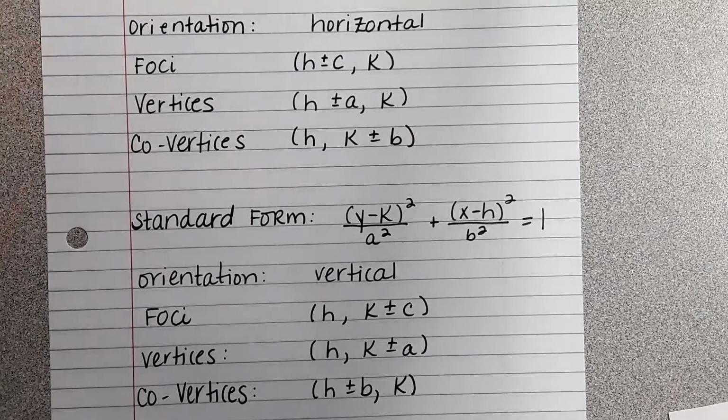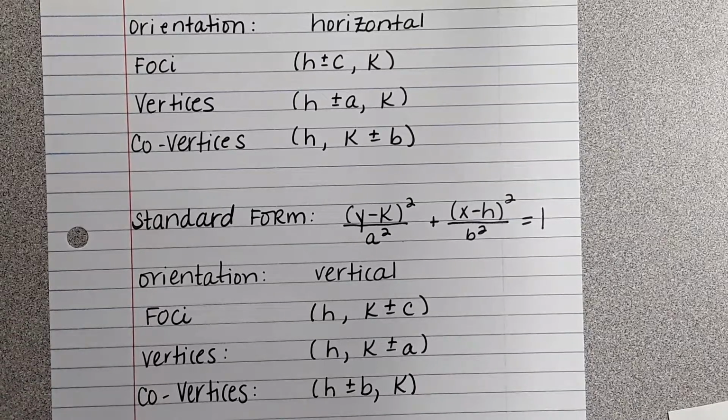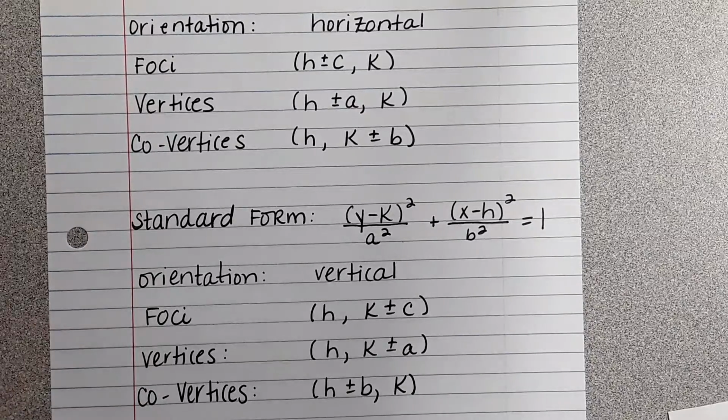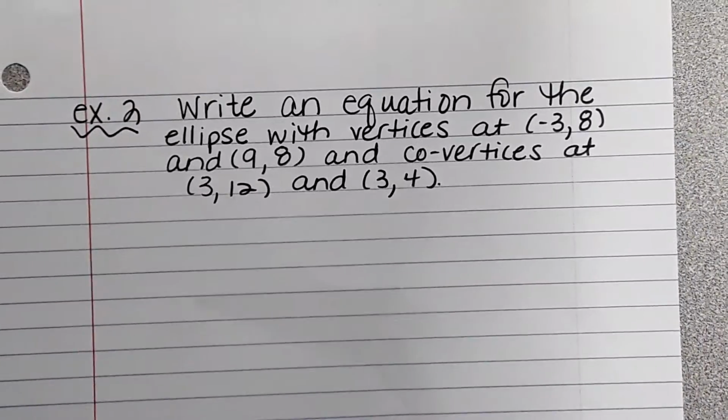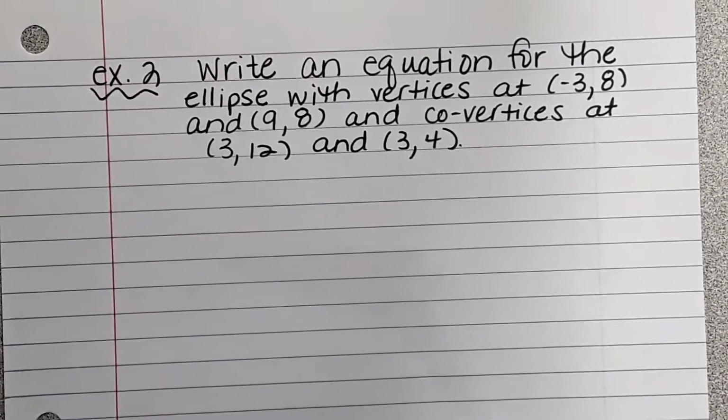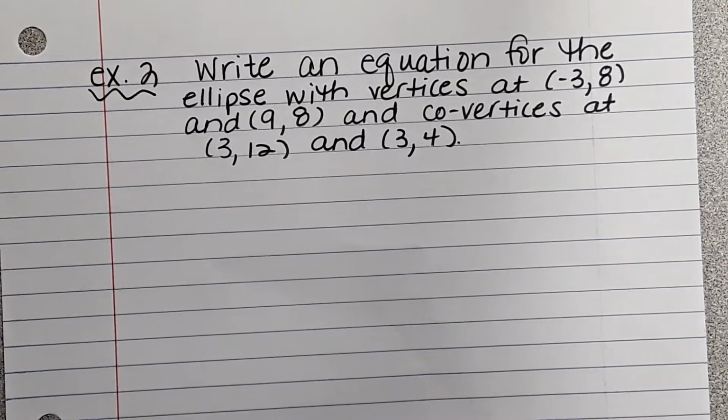Okay, so these are our new equations. And what we're going to do now is write an equation for an ellipse. So I'm going to show you the problem. We're going to copy that down, and then we'll do the example together. So here is example 2. Go ahead and copy that down.